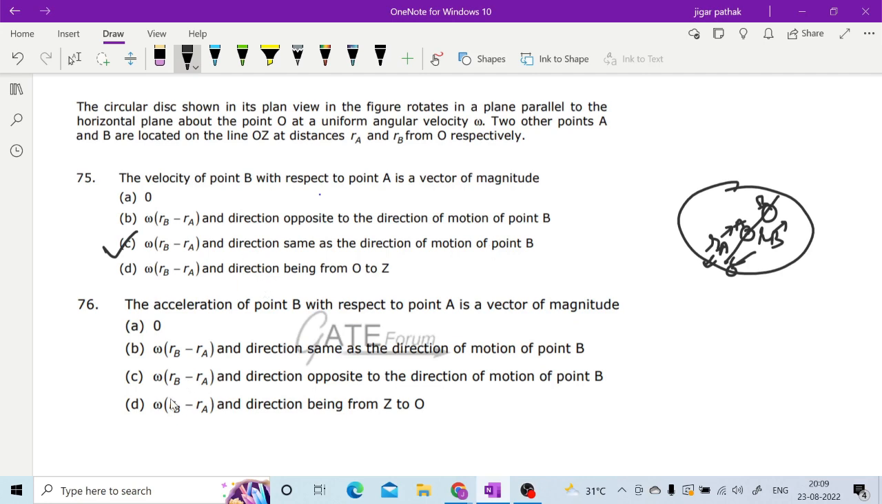Here actually in the last option you have omega square rb minus ra, right? Mistakenly here it is only omega, because the acceleration of point B with respect to point A is a vector of magnitude again omega square rb minus ra, and the direction is from Z to O, as we know that it is the centripetal direction. Z may be somewhere here, and O is this point, as we have already discussed.